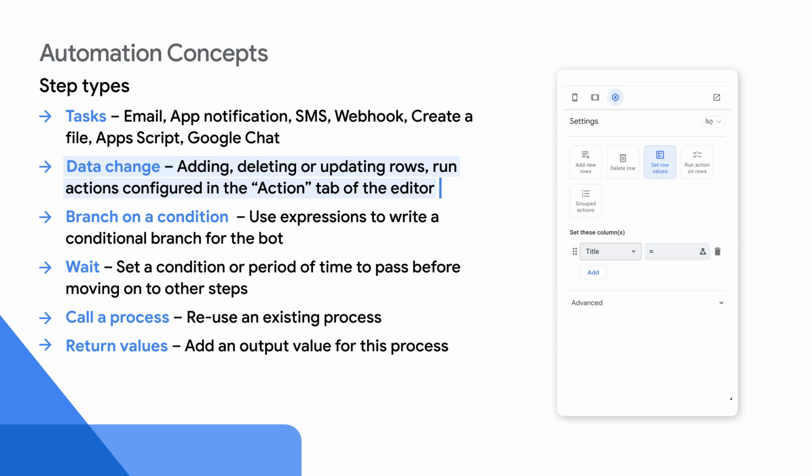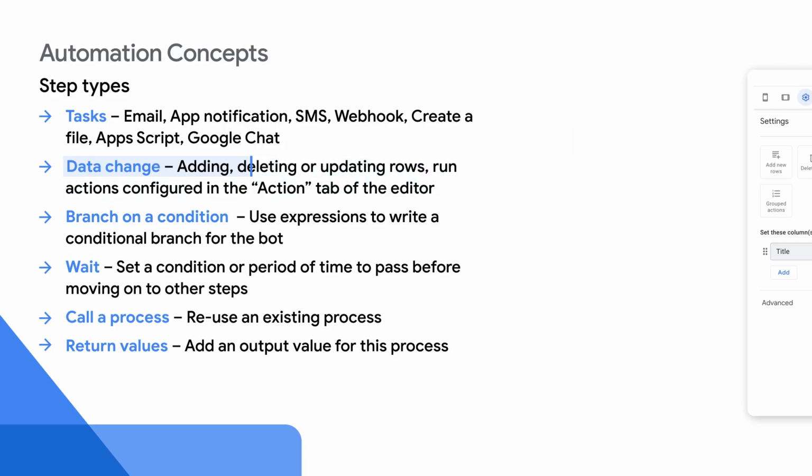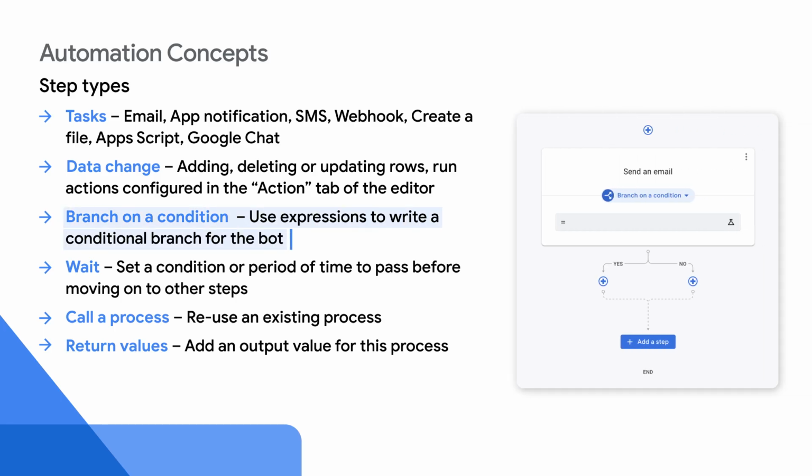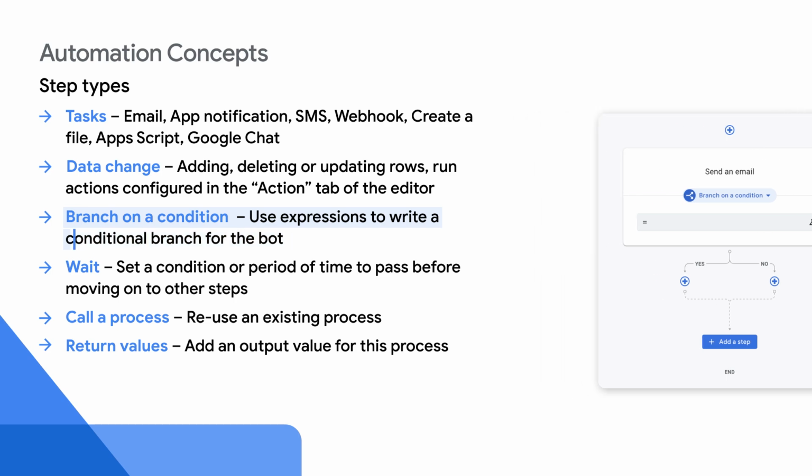Next, we have a data change. These allow you to add, delete, or update rows from a table or your data source. They can also be used to run actions that are configured in the Action tab of the editor. Branch on a condition steps allow you to use expressions to write a conditional statement for the bot to evaluate.